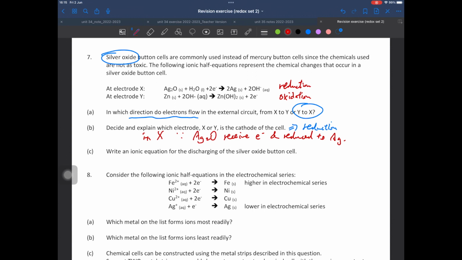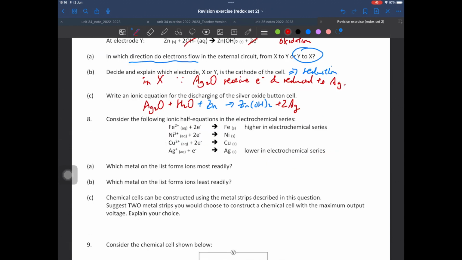Finally, write an ionic equation for the discharging of silver oxide cell. That means we need to combine two equations together, and you can see already 2 hydroxide ion, 2 electrons will be eliminated. And here is our result. That's it.